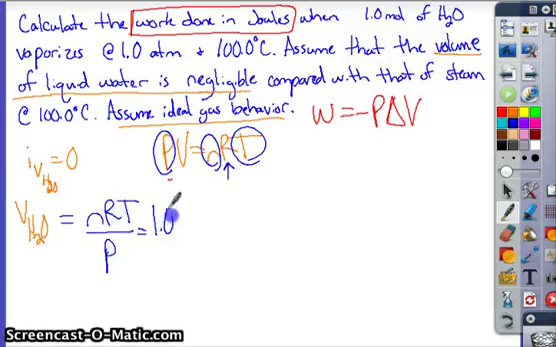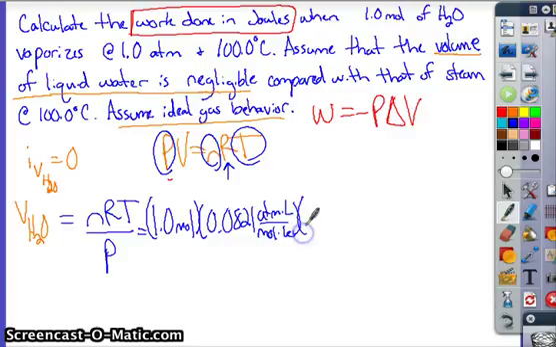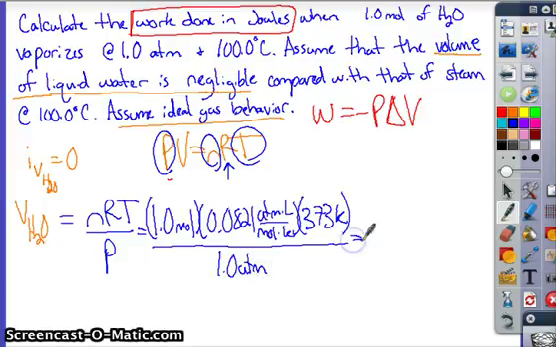We're given 1 mole of water. We know the gas law constant to be equal to 0.0821 atmospheres liter per mole Kelvin. We know the temperature is that of 100 degrees Celsius, but convert that to Kelvin. So we're in the absolute scale, so 373 Kelvin, and we know a pressure of, again, 1 atmosphere. This is all going to be equal to 31 liters.